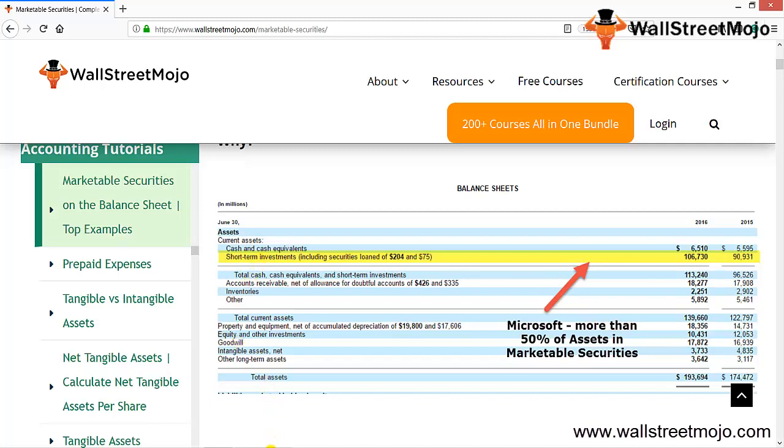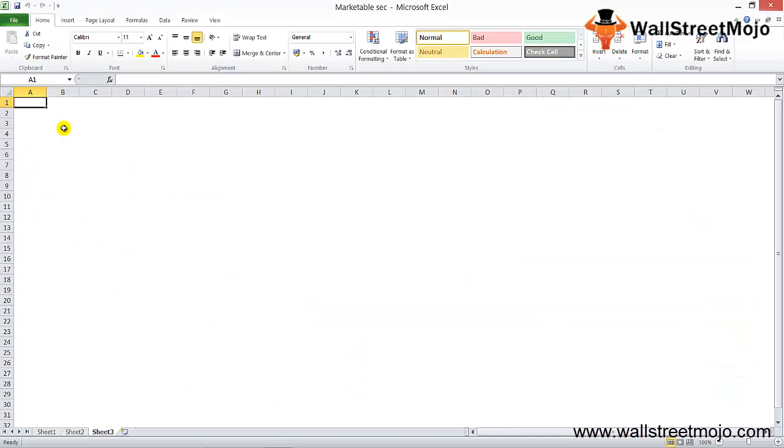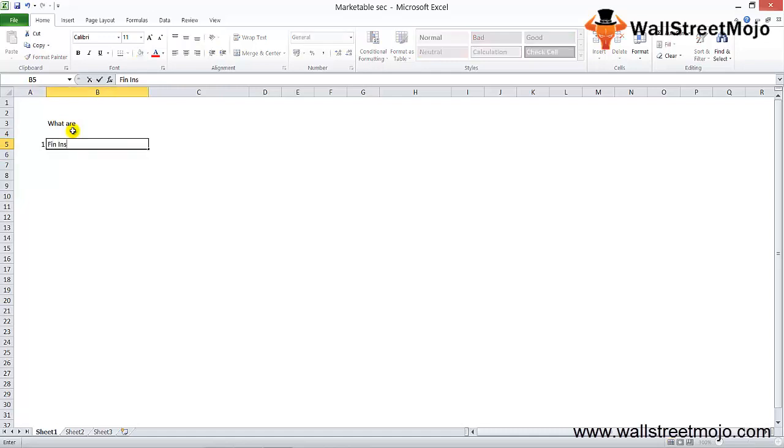Let's understand why Microsoft is doing this. There must be some reason behind this. They must have some logic. Let's understand that. Now, what are marketable securities? That is the first and foremost thing that we need to understand. Marketable securities, as we understood, is a financial instrument that can easily be bought and sold on the stock exchange within a short period of time.